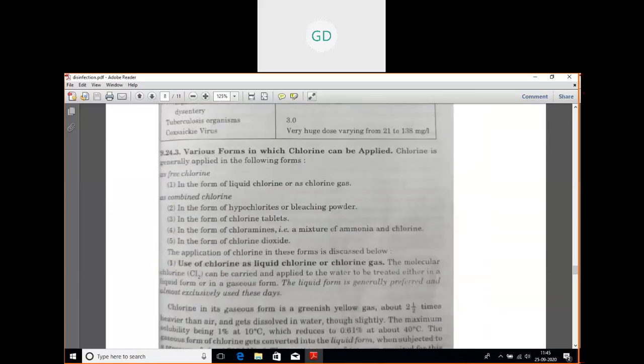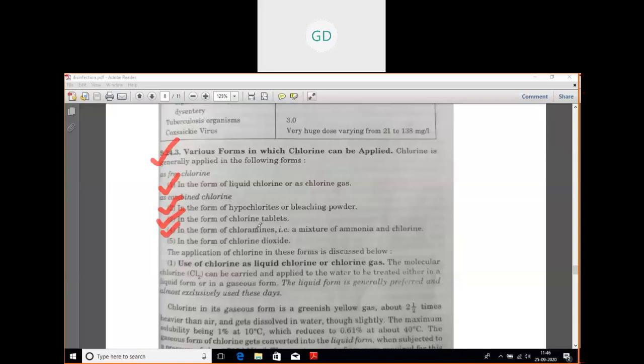Okay, so this one also you should know: what are the various forms in which chlorine can be applied to the water? Number one is in the form of liquid chlorine or chlorine gas. Number two is in the form of hypochlorites or bleaching powder. Bleaching powder, everyone knows. Number three is in the form of chlorine tablets.